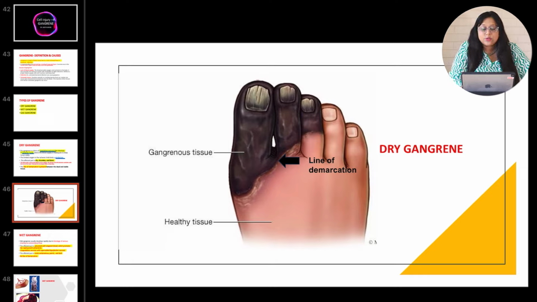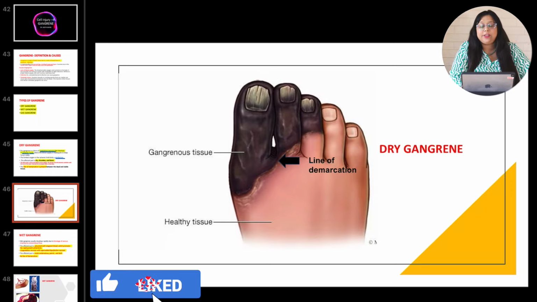And you can also see there is a line of demarcation, which I have depicted with the arrow, which separates the gangrenous tissue from the healthy tissue. So always remember, in dry gangrene there is presence of a line of demarcation. You can see gangrenous tissue is totally separated from the healthy tissue by this line of demarcation.